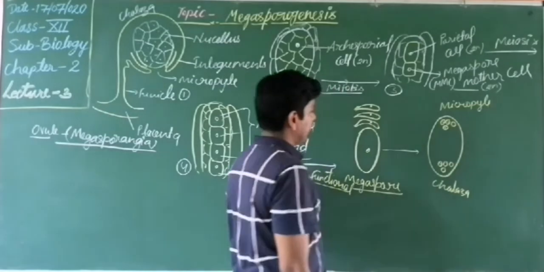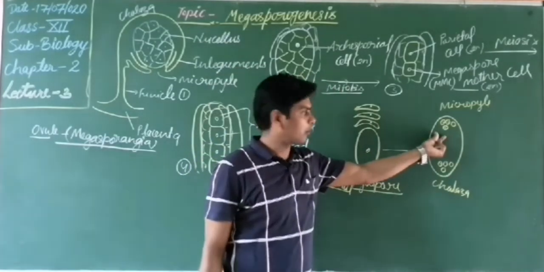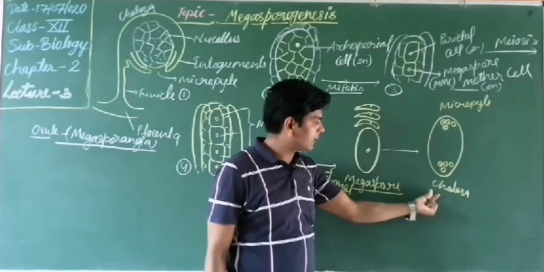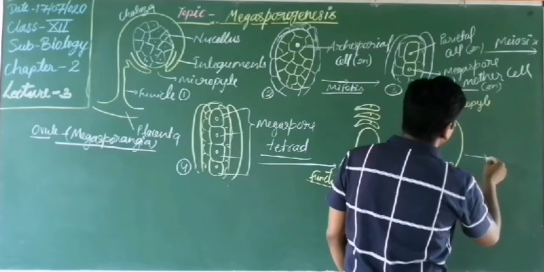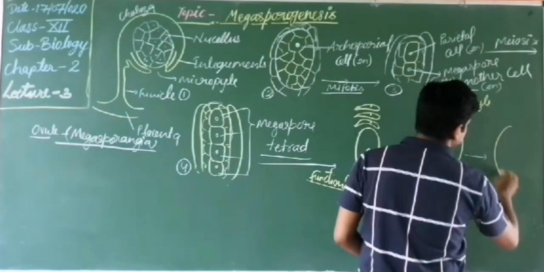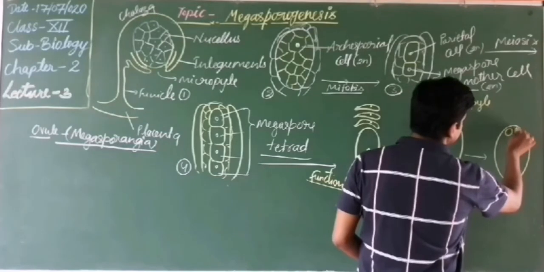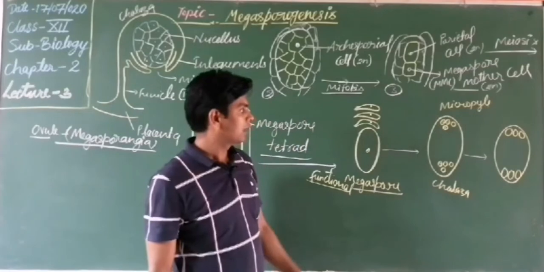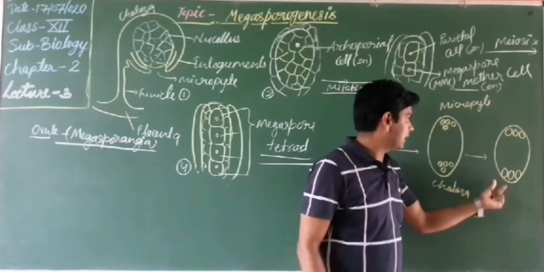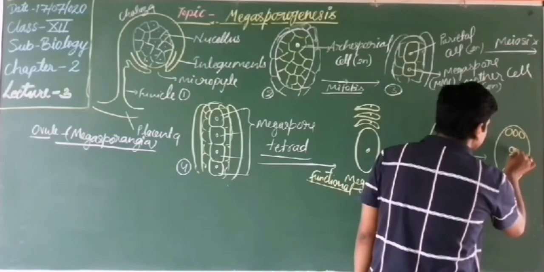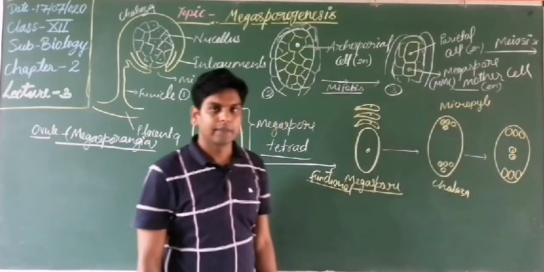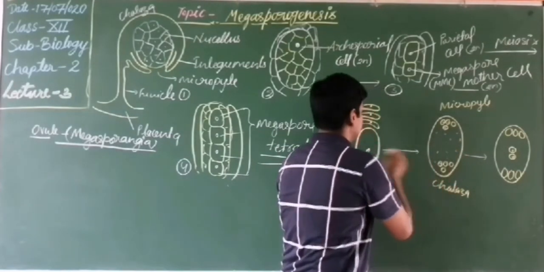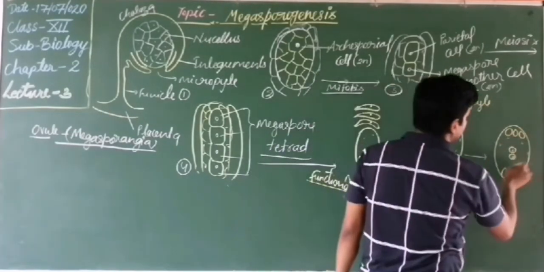Now students, you are looking here at the micropylar end and from the chalazal end. So from the micropyle and from the chalaza, one nucleus migrated toward the center. Again migration occurs, so 3 are left at this side, 3 are left at this side, and 2, one from each pole, come together in the center. Okay. So here now these are nuclei and cytoplasm is filled inside. So this one is cytoplasm.